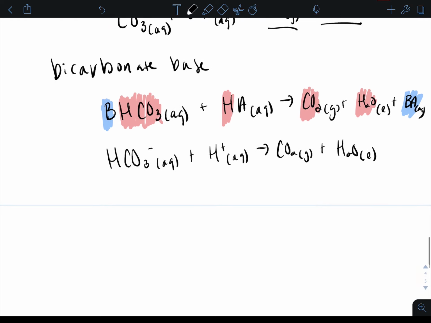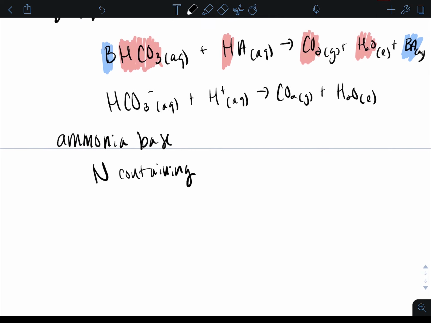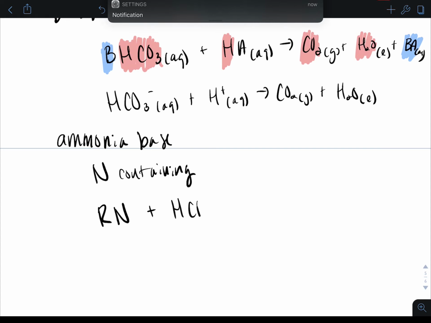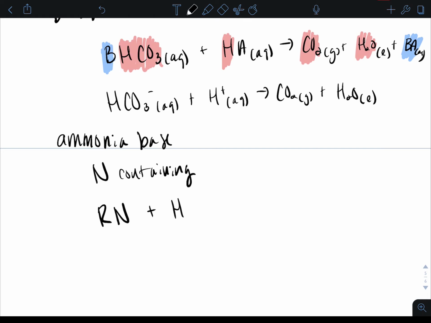And I'm sorry, I have one more, and that's our ammonia base. So this is something that has a nitrogen. So it just has to have nitrogen in it. So I'm just going to go with RN plus HCl, or sorry, HA. These are just going to combine together, and what we're going to get is RNHA. So the hydrogen's going over here, and we're making this salt.